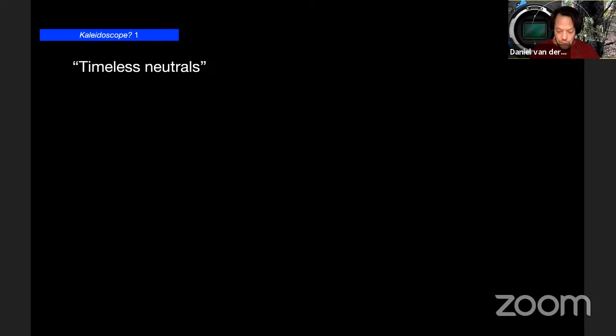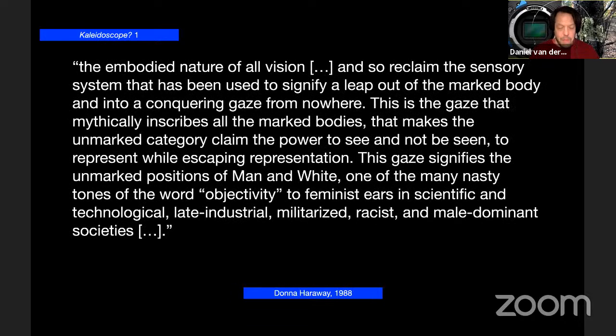Donna Haraway, in a famous essay, insists on the embodied nature of all vision, and so reclaims the sensory system that has been used to signify a leap out of the marked body and into a conquering gaze from nowhere. This is the gaze that mythically inscribes all the marked bodies, that makes the unmarked category claim the power to see and not be seen, to represent while escaping representation. This gaze signifies the unmarked positions of man and white, one of the many nasty tones of the word objectivity to feminist ears in scientific and technological, late industrial, militarized, racist, and male-dominant societies.